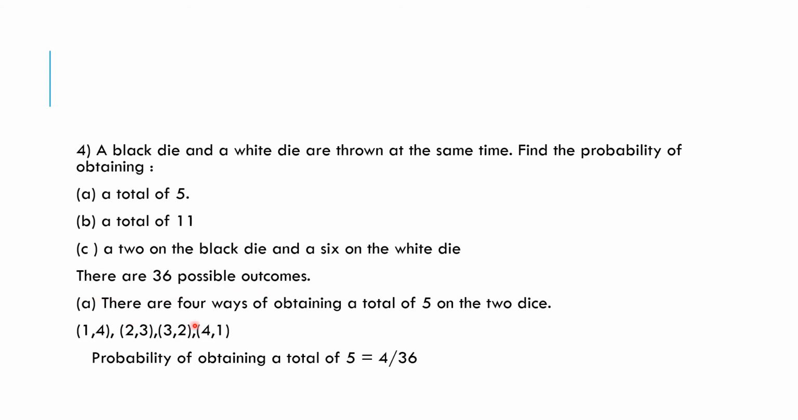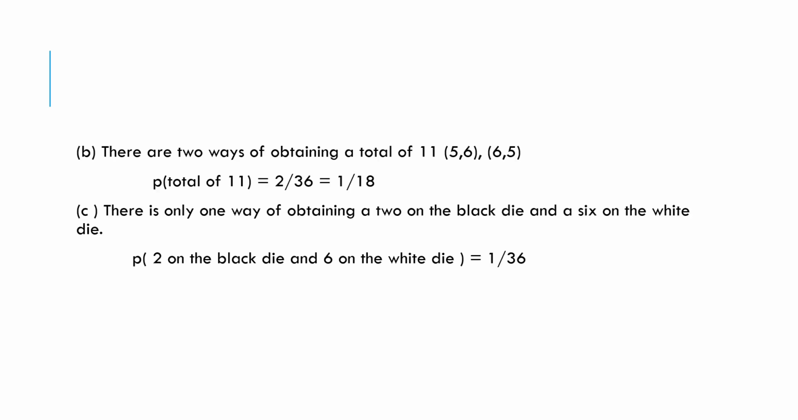For A, there are 4 ways of obtaining a 5 on the 2 dice. That is, we have 1 4, 2 3, 3 2. We have 4 on the first die and 1 on the second die, or we have 1 on the first die and 4 on the second die. We have 2 on the first die and 3 on the second die. We have 3 on the first die and 2 on the second die. So the probability of obtaining a total of 5 is 4 over 36 or 1 over 9.